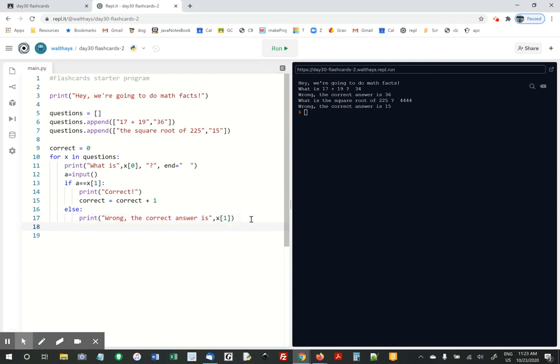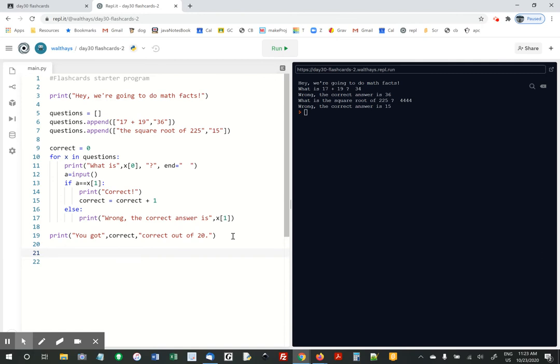And then at the very end here, hit enter a couple times, backspace till you're on the far left. Say you got correct out of 20.